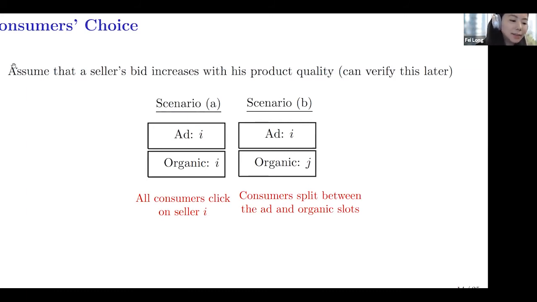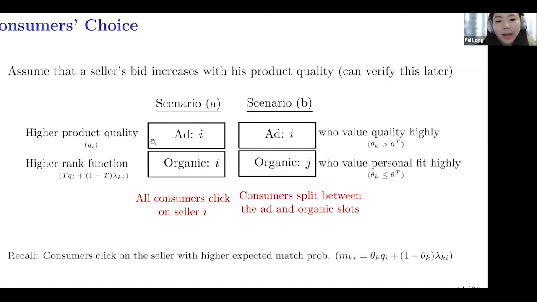Here, let's first enter this assumption that seller's bid increases with product quality. We can verify this later. I cannot get very deep into this bidding function, but this is the equilibrium: sellers whose product quality is higher will bid higher. In this case, the advertising slot is going to pick up the seller whose product quality is higher. The organic slot is going to pick up the seller who is ranked higher on average, an average of the product quality and personal fit. And this is also why the answer is people think it's on average.